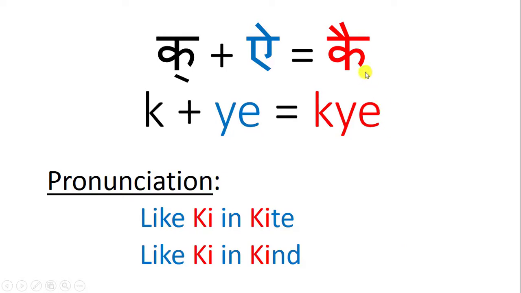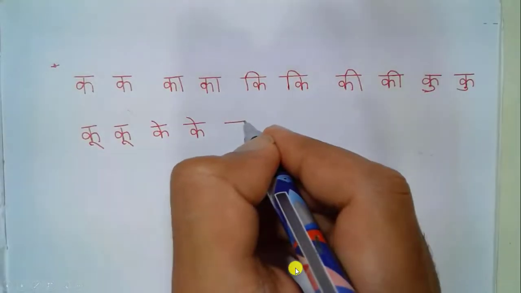Next is Kai. You get this sound Kai when you add K to I. K plus I equals Kai. It is pronounced like Ki in kite, and like Ki in kind. Alright. Now let us see how to write it.